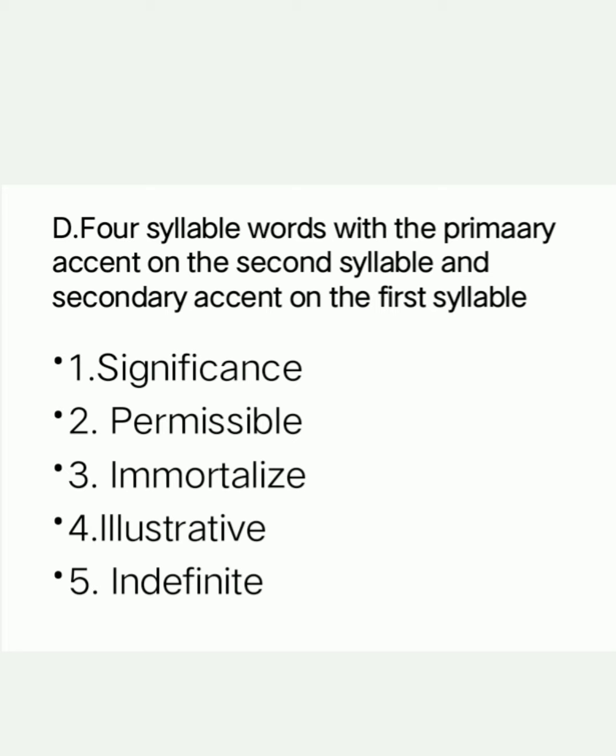Fourth is four-syllable words with a primary accent on the second syllable and secondary accent on the first syllable. So may pagkapareho sila sa two-syllable words. So here are examples of four-syllable words: significance, permissible, immortalize, illustrative, identify, communicate, assistantship, numerical, preoccupy, incorporate.